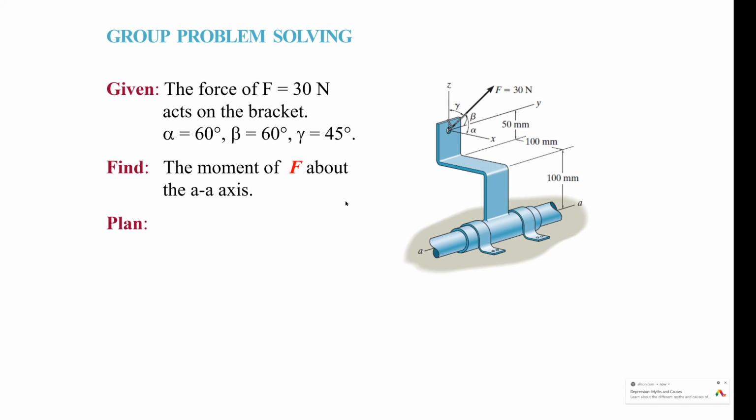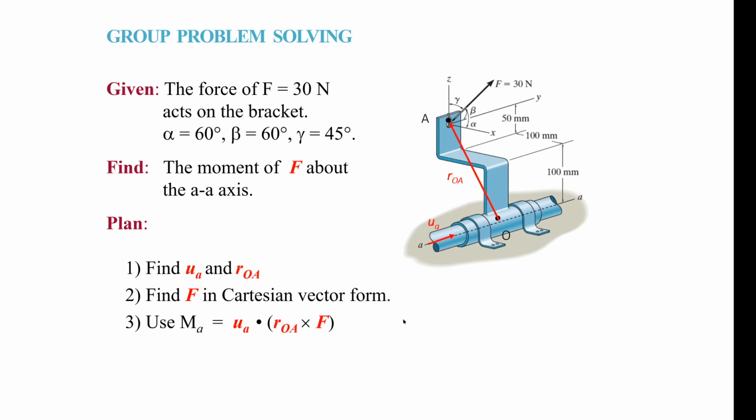Okay, so here's another one. In this case, we're going to look at the moment about this axis A-A, as the author called it. And as before, what do we need? We're going to do the unit vector U_A, then R_OA, and also F. Find the force vector, and we're given the angles here, similar to what we had previously. Then we can do the triple scalar product to find M_A.